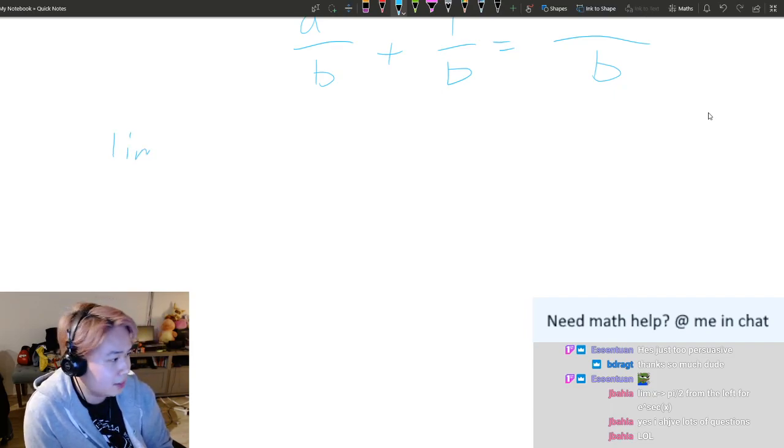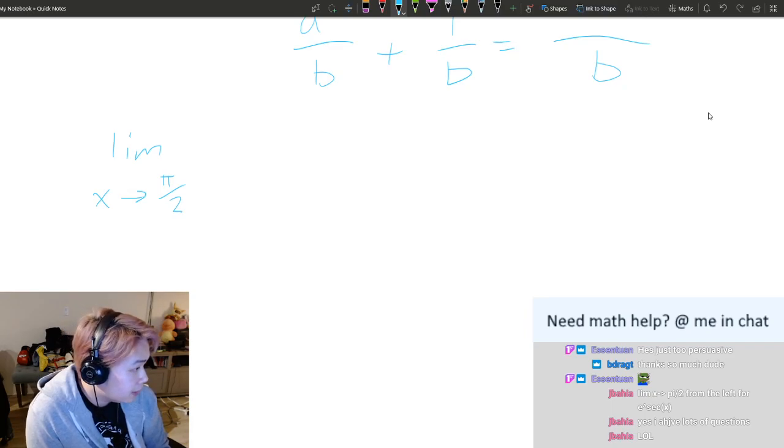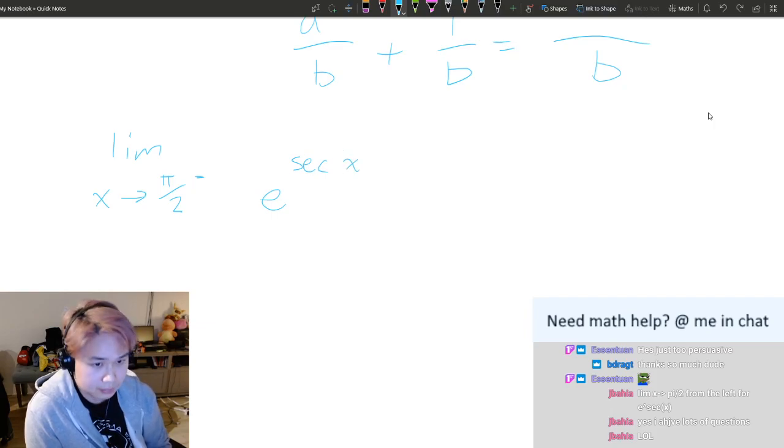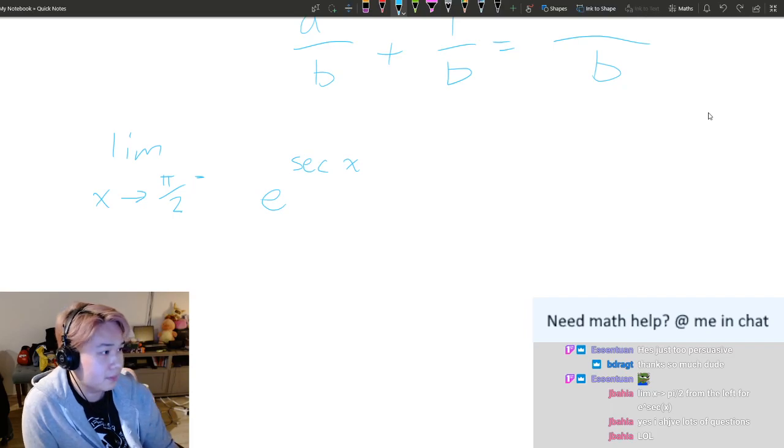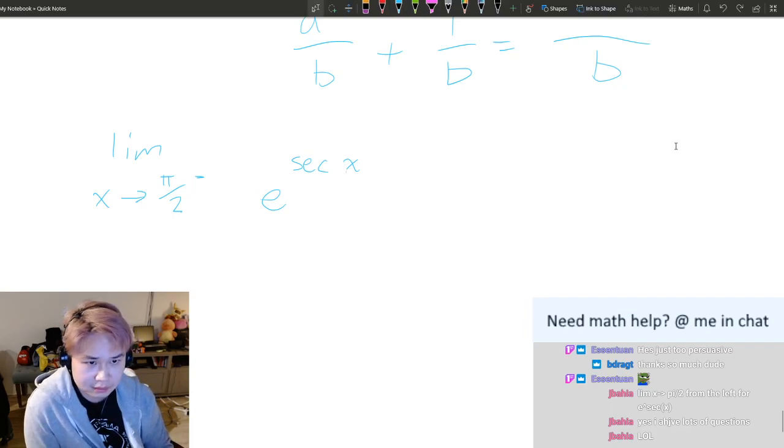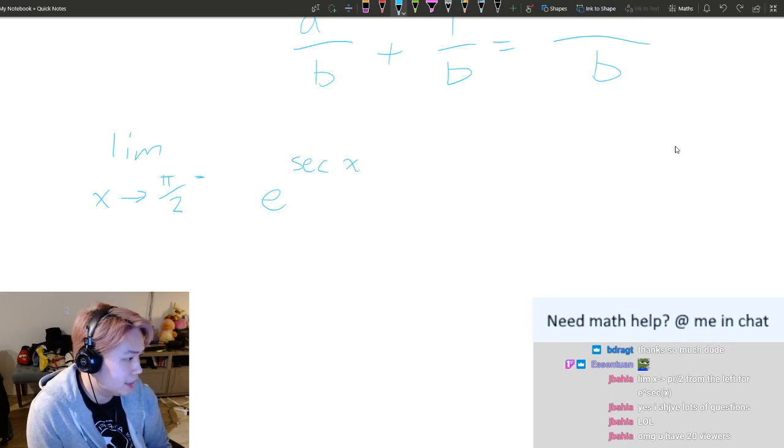Okay, we have the limit as x goes to pi over 2 from the left side. And then we have e to the power of secant x. Okay. So let me just see what this is.